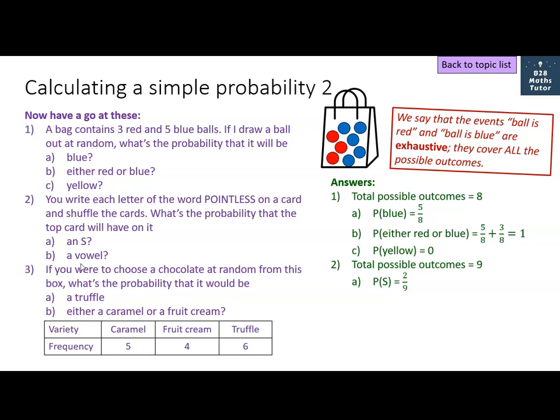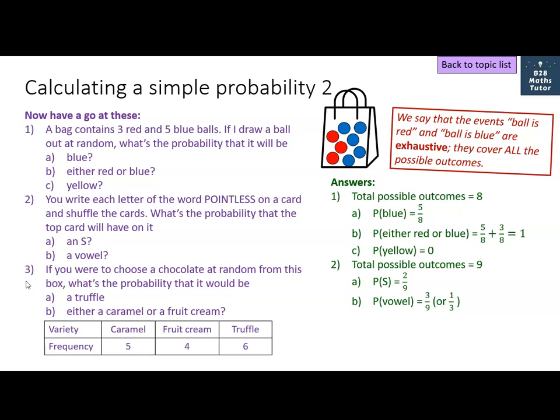And for B, the probability of getting a card with a vowel on it, well, which vowels do we have? We've got the O, the I, and the E. So that's 3 out of the 9 cards that have vowels on them. So the probability of getting a vowel is 3/9, which you could simplify to 1/3, but as I say, there's no real need to simplify them in probability questions.